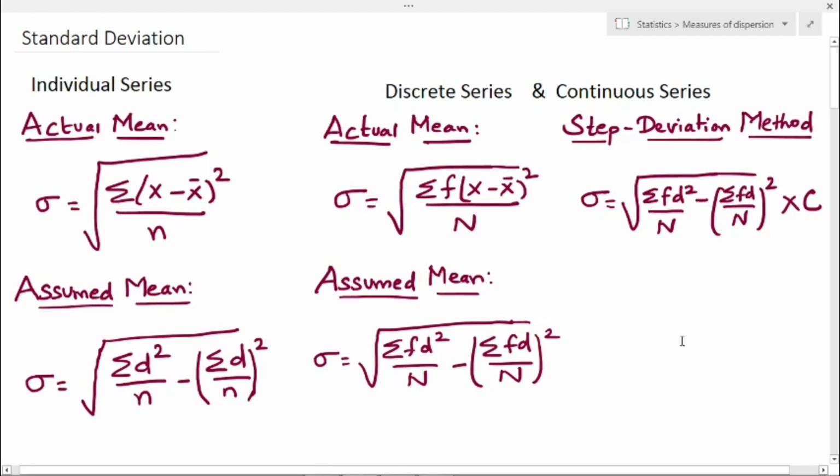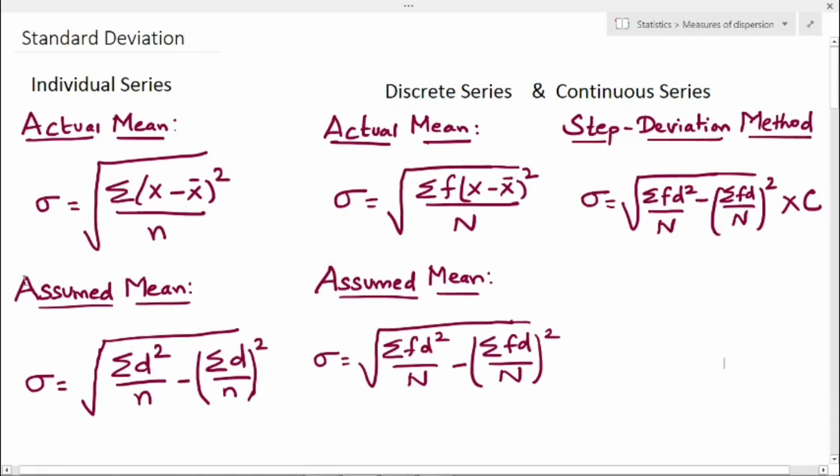So the first formula is, in the case of individual series, the actual mean formula. Standard deviation, that is sigma, equal to root of summation x minus x bar the whole square divided by n. So this x bar is nothing but the mean value, and this n is nothing but the number of observations. Small n usually represents the number of observations.